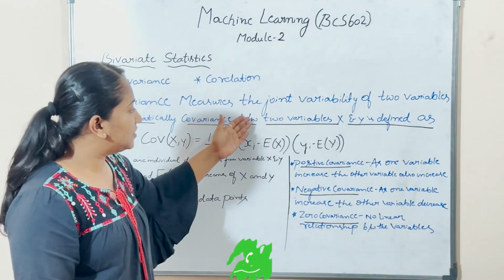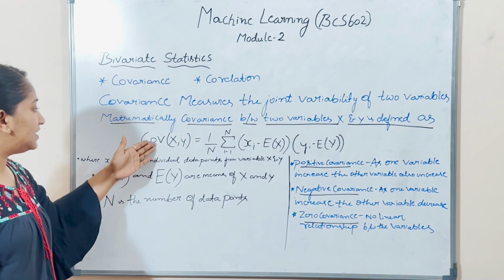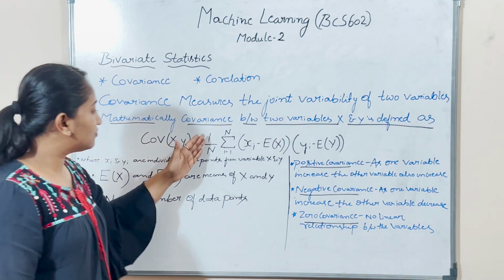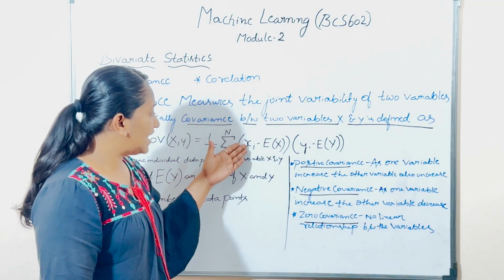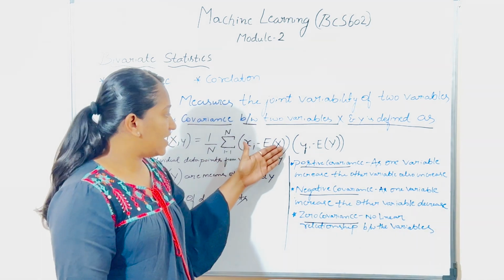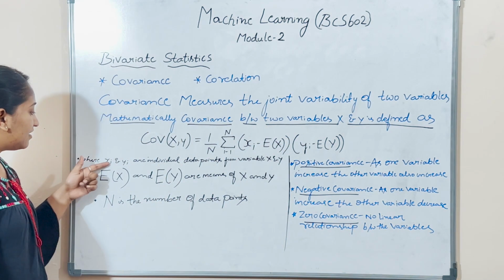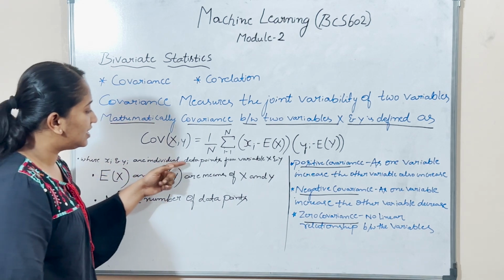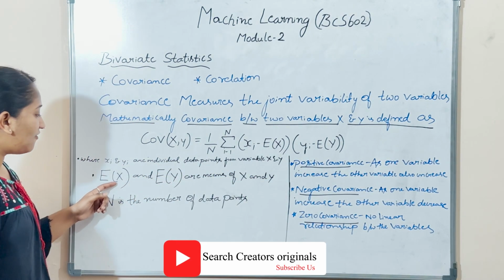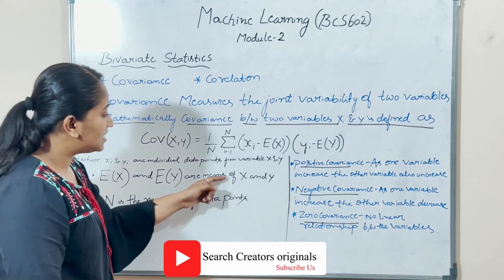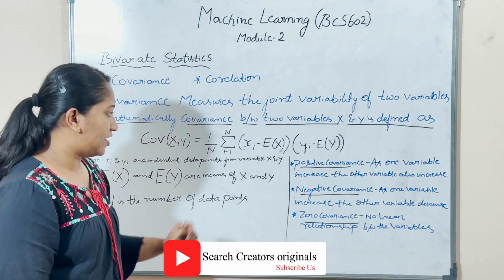Mathematically, covariance between two variables x and y is defined as Cov(x, y) equals 1 by n times the summation of i equals 1 to n of (xi minus E(x)) times (yi minus E(y)), where xi and yi are individual data points from variables x and y. E(x) and E(y) are the means of x and y. n is the number of data points.